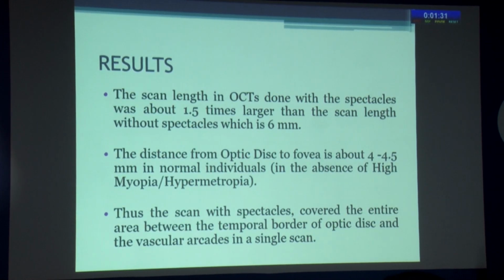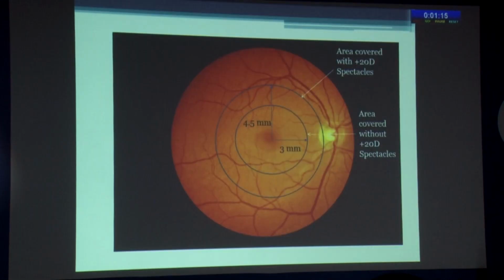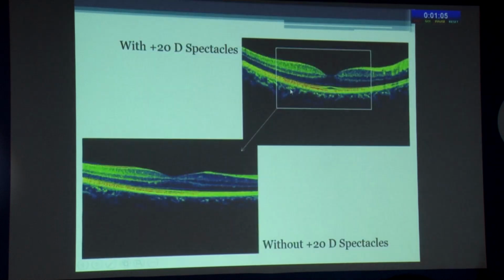Now, in a normal macula in an emmetropic individual, the optic disc to fovea distance is about 4 to 4.5 millimeters. Thus, the scan length with the spectacles covered almost all the area within the vascular arcade in a single radial scan. This is the descriptive diagram of how much area is covered using the single radial scan. This above part is the scan with the glasses.